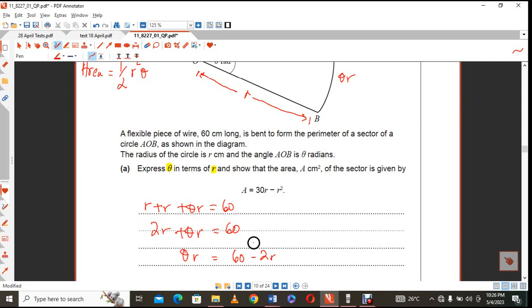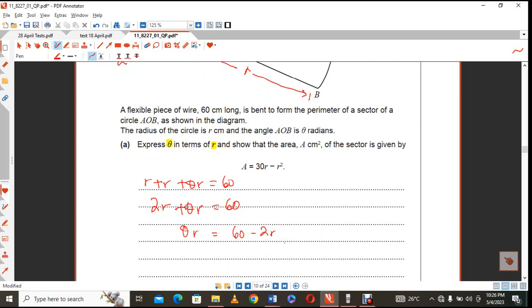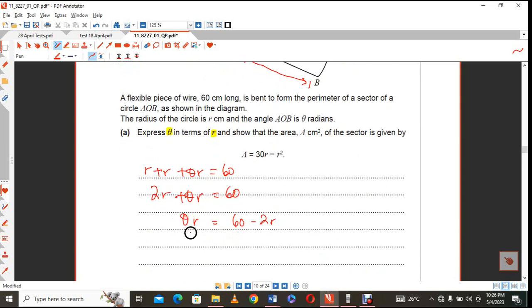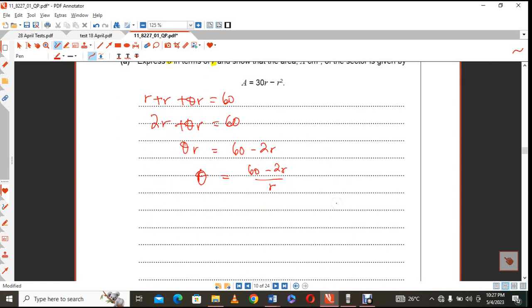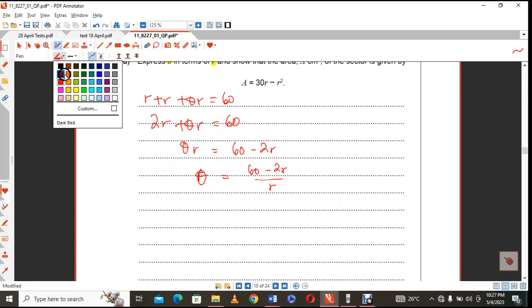Now the only thing left for us to do is to divide throughout by r. So that is 60 minus 2r, divided by r. Now I have written theta in terms of r, and this is what I'm going to use in my other formula, the area formula of a sector, and I'm just going to use a different color here.